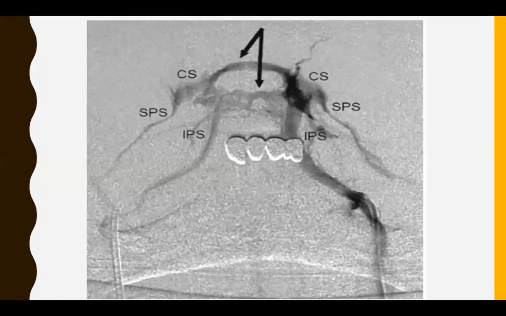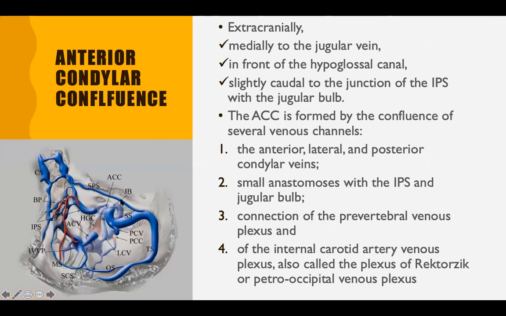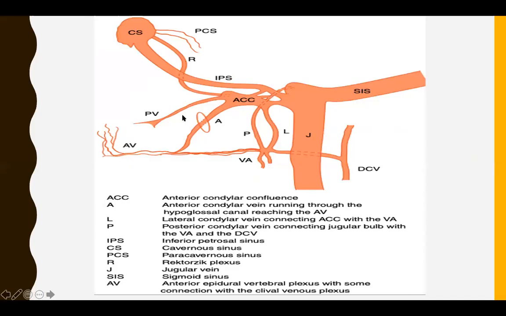So this is a picture showing again the same thing, the cavernous with intercavernous sinuses with superior petrosal and inferior petrosal sinus, but occasionally it runs directly into the anterior condylar confluence. So this is the anterior condylar confluence. The anterior condylar confluence is basically an extracranial structure which lies medial to the jugular veins and also near the hypoglossal foramen.